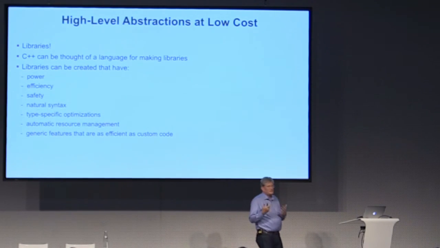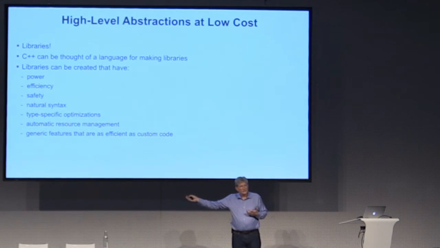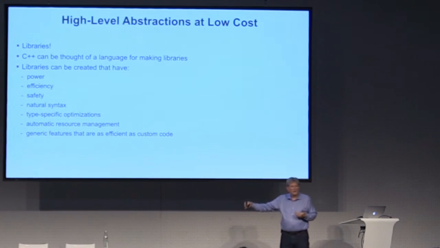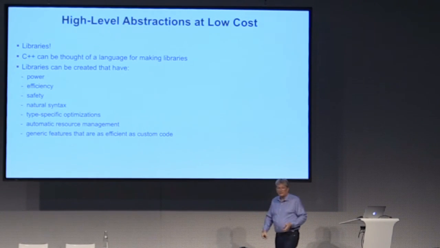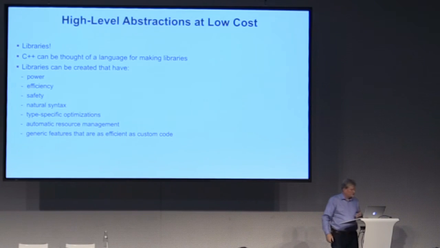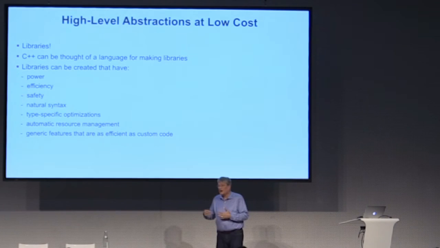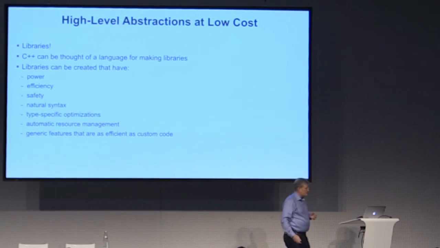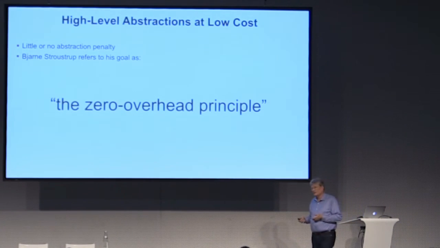There's lots of stuff in C++ that most people don't need to use on a day-in, day-out basis. Why? Because some library writer, some guy working on some Boost code, needed to understand metaprogramming at a level that I hope to never have to understand, but I'm going to use that library and have that benefit. So we get power, efficiency, safety, natural syntax, all these kinds of things from libraries. If we have the need, we can create that library ourselves. If not, we can reuse someone else's library. And of course, little or no abstraction penalty.